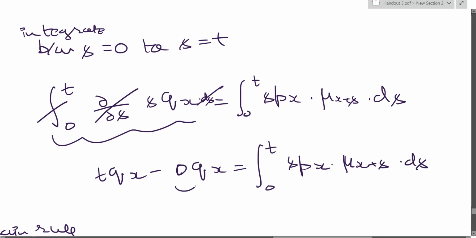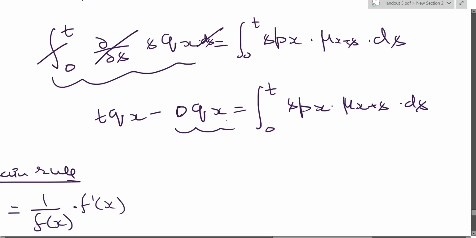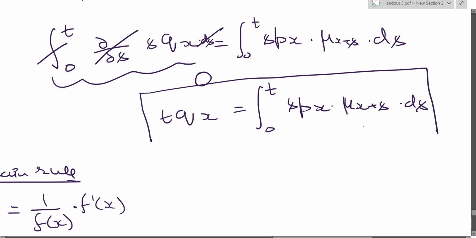Now talking about this 0qx, what will be the value of this 0qx? Well, this is the probability that a person aged x dies within the next 0 years. Dies immediately. He's alive right now, dies immediately. The probability will be 0, obviously, as I told you, 0qx is 0. So this becomes 0 and this goes away. So your tqx remains, and this is your definition for the tqx value. So this is your definition of tqx, and I already derived the definition for tpx.